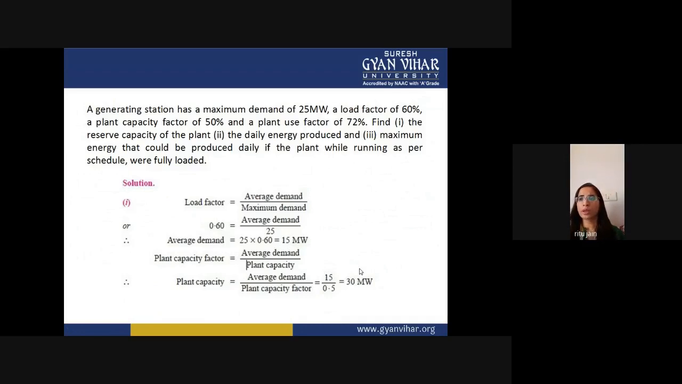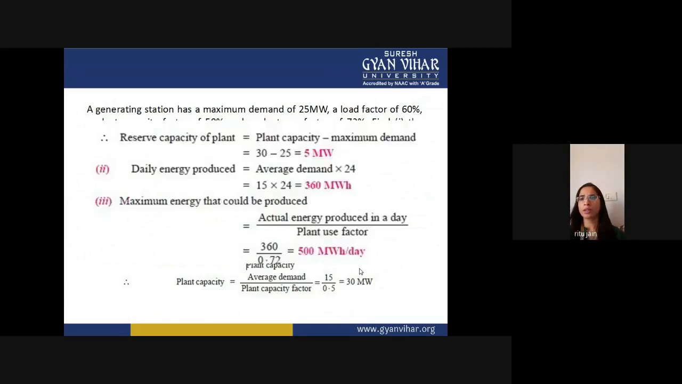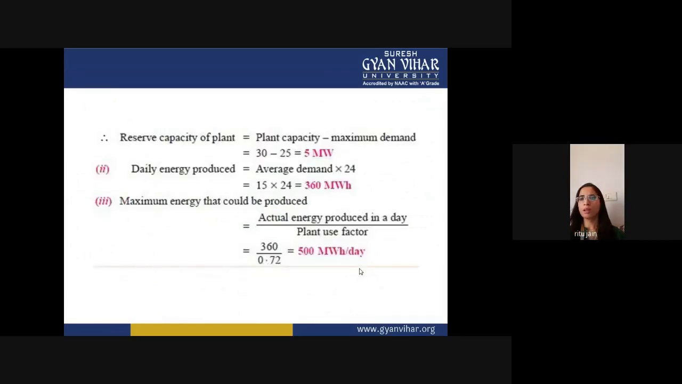Now the second point is you have to calculate the daily energy produced, meaning how many units this generating station is producing every day. But first you can calculate the reserve capacity of the plant, which is equal to plant capacity minus maximum demand. So this is your 5 megawatt reserve capacity of this plant.